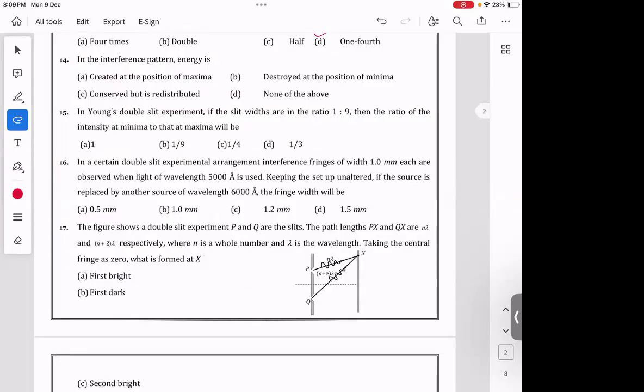In the interference pattern, you know that in interference, the two light waves are conserved, but the energy is redistributed. Option C is the right answer.